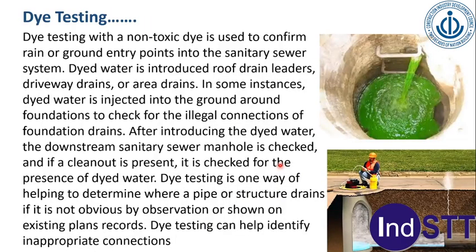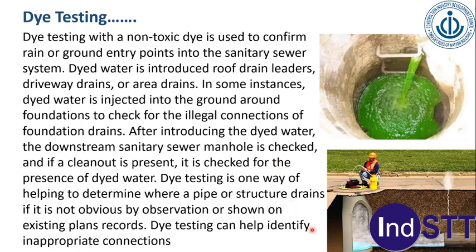Then there is dye testing. Dye testing with a non-toxic dye is used to confirm rain or ground entry points into the sanitary sewer system. Dyed water is introduced into roof drain leaders, driveway drains or area drains. In some instances, dyed water is injected into the ground around foundations to check for illegal connections of foundation drains. After introducing the dyed water, the downstream sanitary sewer manhole is checked, and if a clean out is present, it is checked for presence of dyed water.